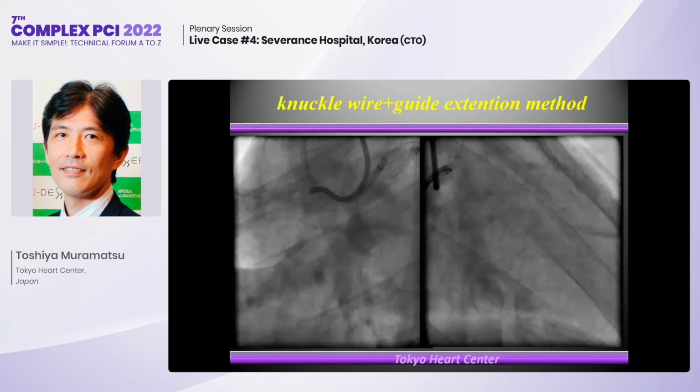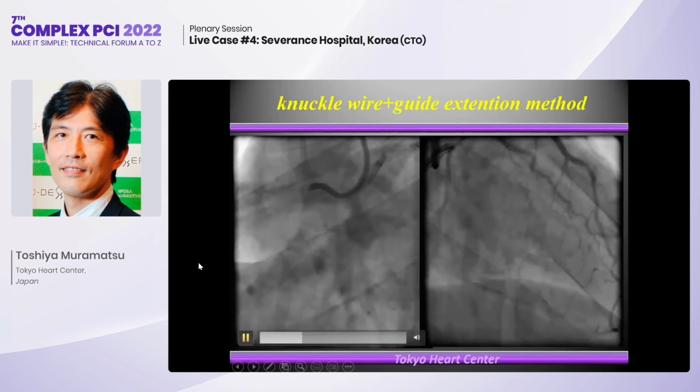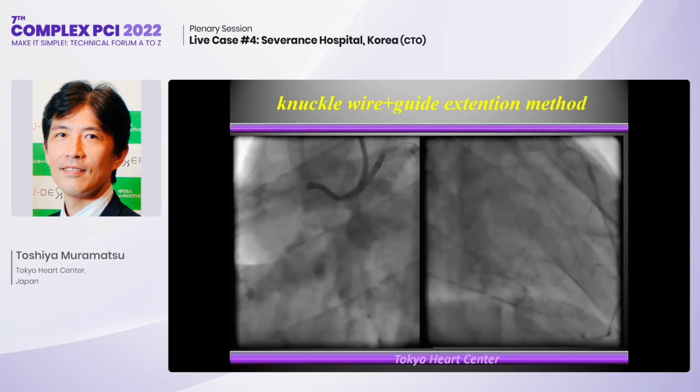This is an example of the double wire guide extension method for the right coronary CTO. The right coronary ostium CTO is supplied by the collateral channel from the LAD septal channel.